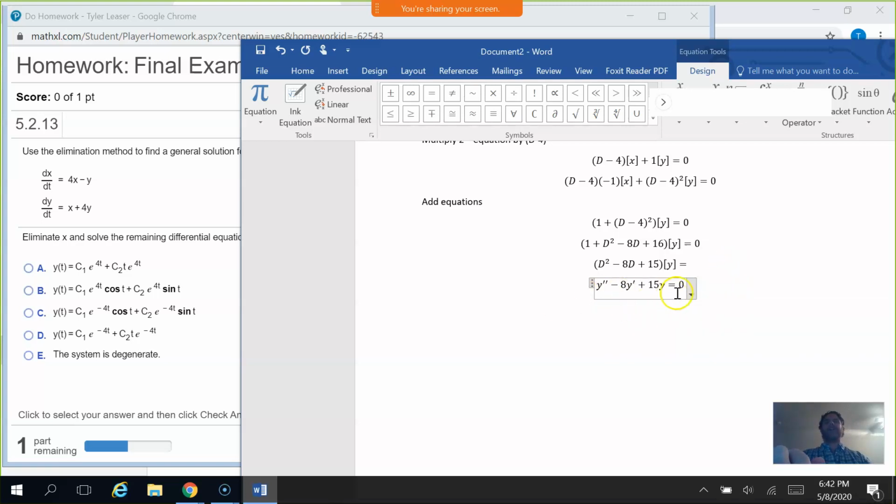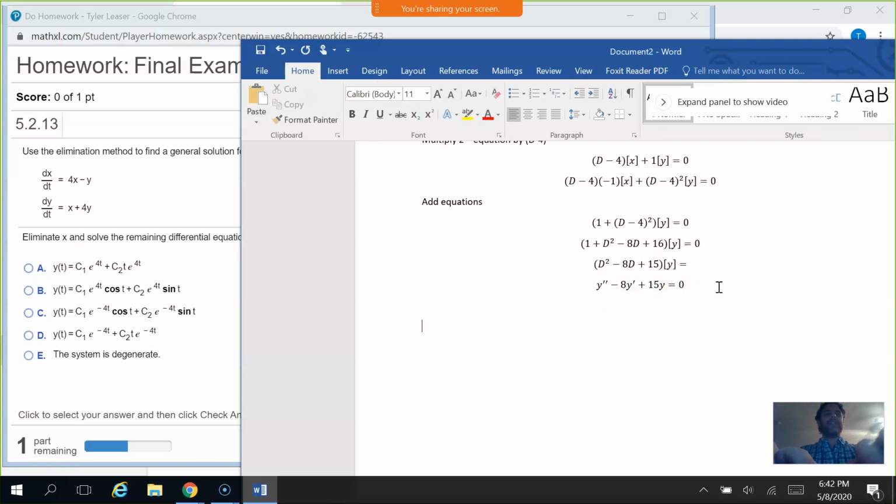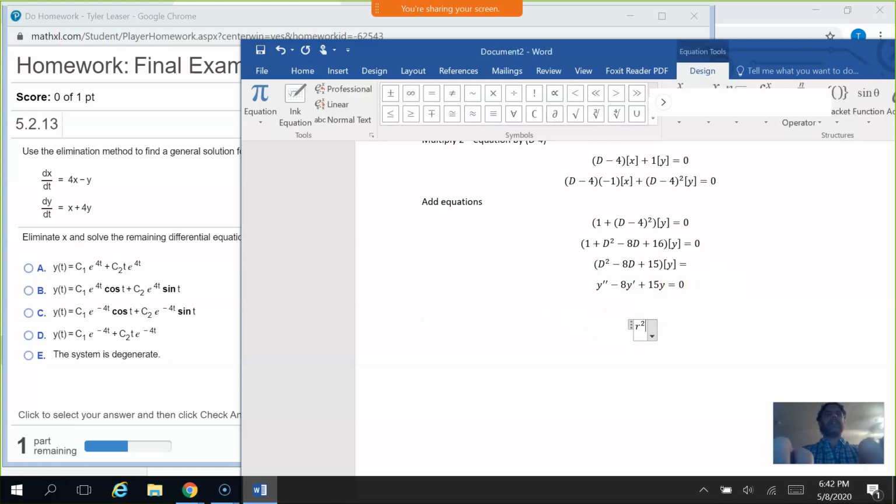Now we solve this however you want to solve it. Of course, to solve this is when we would do auxiliary stuff. So r squared minus 8r plus 15 is equal to 0. That looks like it could be factored. That factors into r minus 5 times r minus 3, which is really nice. So that gives me two solutions, 3 and 5, which means that we're going to have a solution of t, c1 e to the 3t plus c2 e to the 5t.